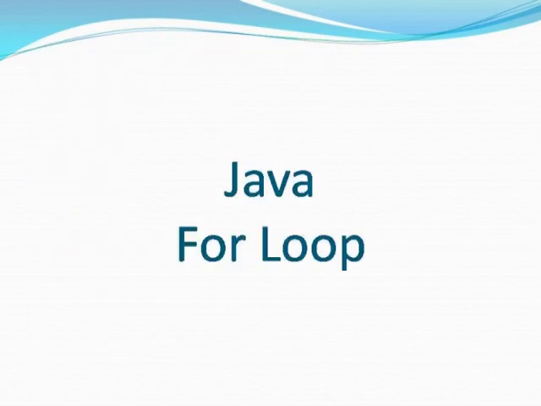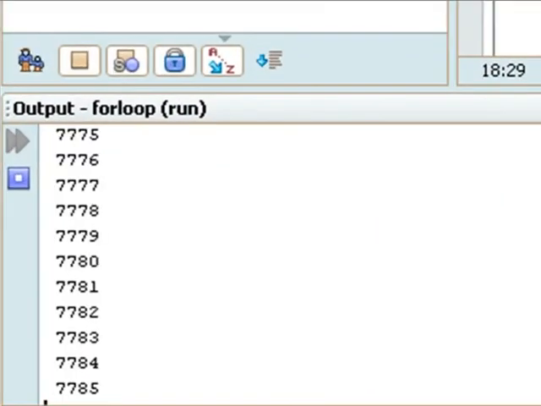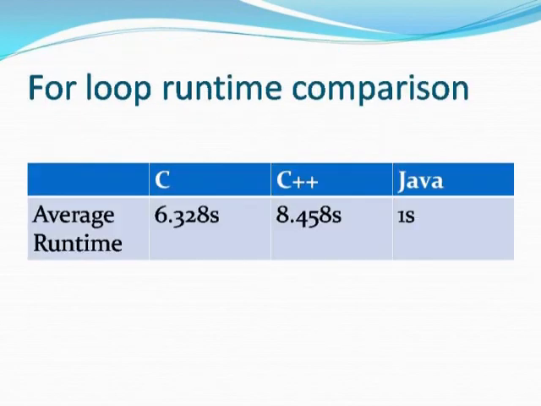Let's analyze the time taken for executing the for loop in Java. Here also we are going to execute the loop for 10,000 iterations 3 times. One second. By seeing the average times, we can see in C it took 6.328 seconds, in C++ 8.458 seconds, and Java 1 second. As a whole, executing the for loop is fastest in Java.